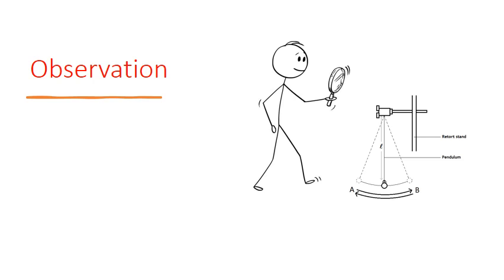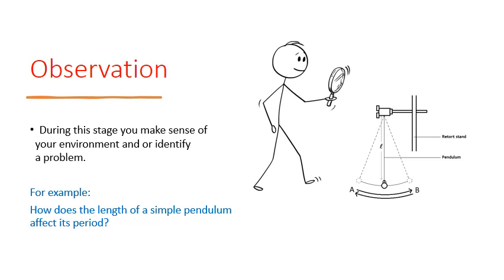During the observation stage, you make sense of your environment and or identify a certain problem. For example, how does the length of a simple pendulum affect its period? So you have your simple pendulum and you would have made some observation of it making an oscillation, which is simply a back and forth movement. And so you want to now find out how does the length of the pendulum affect its period. So that's your observation, or that's the interest or the problem that you would have identified.